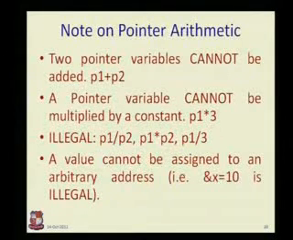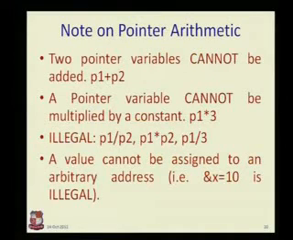So now let's come to what we can conclude from this pointer arithmetic. Now I cannot do P1 plus P2, which means I cannot directly add the pointers. Second, a pointer variable cannot be multiplied. I cannot do P1 star 3, and also it is illegal to divide or multiply the pointers.